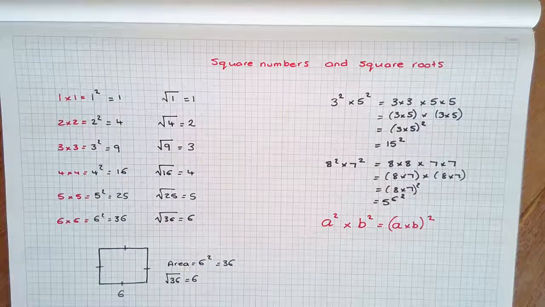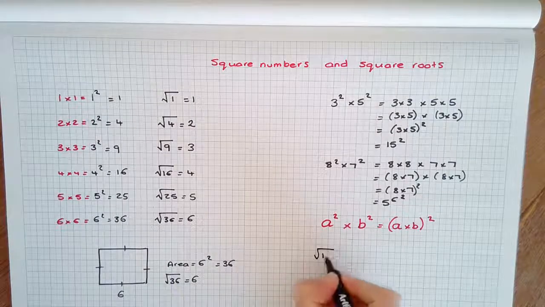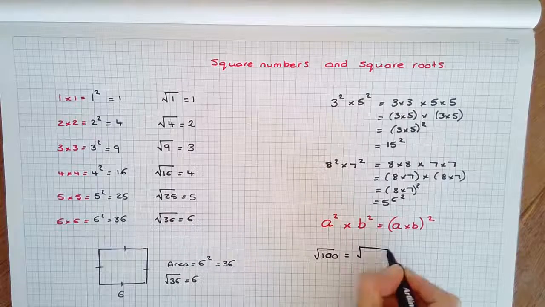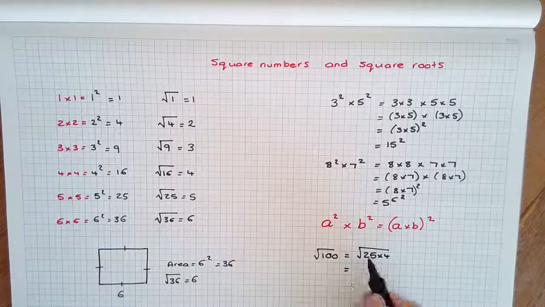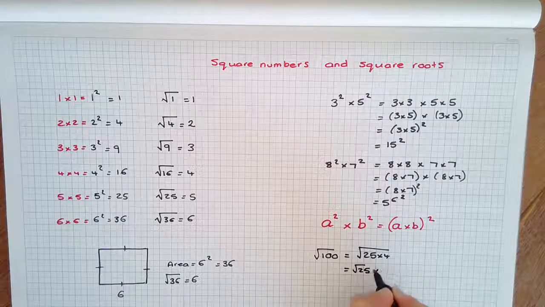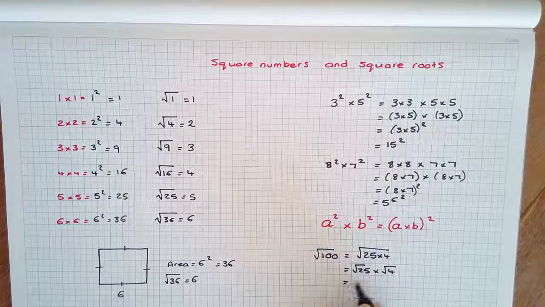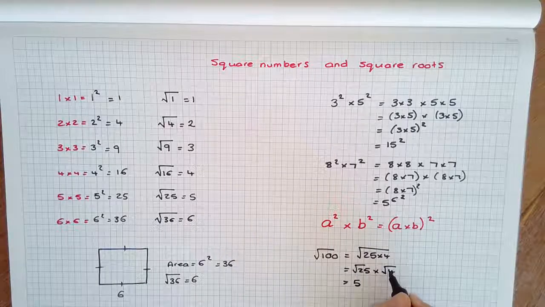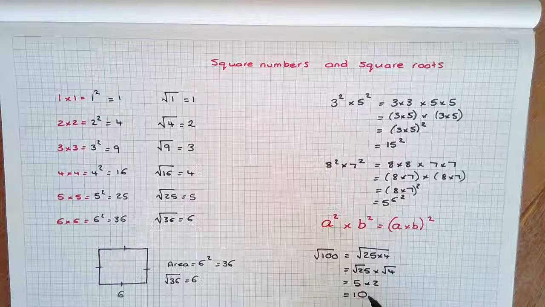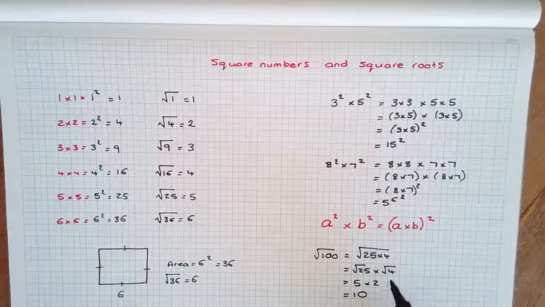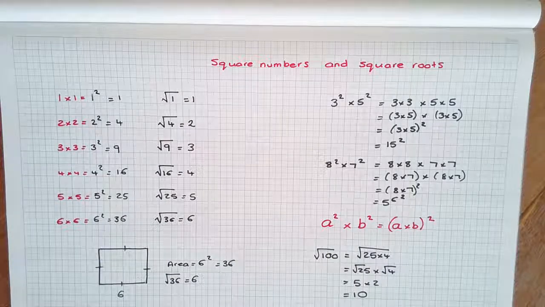Let's have a look at square roots. The square root of 100 can be rewritten as 25 times 4. Let's try square rooting these separately. Square root of 25, will this work? We know that the square root of 100 is 10. If we split it, the square root of 25 is 5, the square root of 4 is 2, we get 10. So the square root of a product of square numbers is the product of the square roots of the original numbers. That can kind of get confusing, but let's write it as a rule.